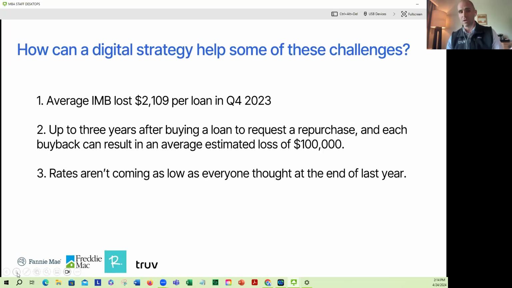So, I'll just go through them really quick. Average IMB lost $2,109 in Q4. That's an MBA. They've been putting this out since 2003. The average profitability. And some people look at this calculation differently, but I think it's a good overall stat for the industry. Up to 3 years after buying a loan to request a repurchase, right? That's basically the risk that a lender has. And each buyback can result in an average of $100,000 a loss.